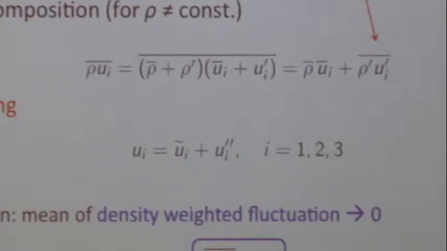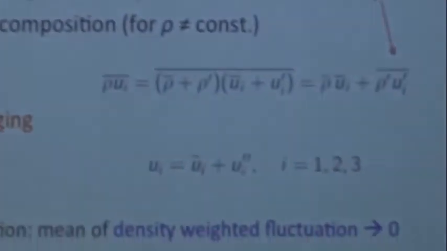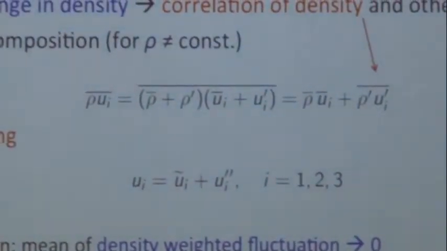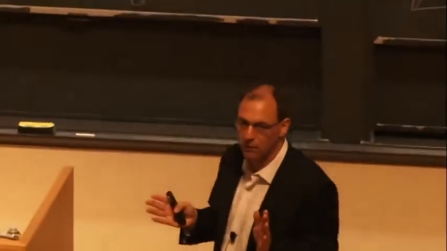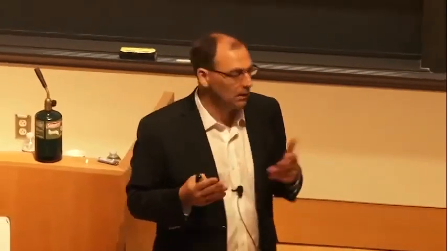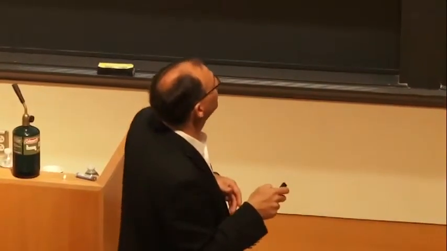Rho prime times u mean, if you take the average of this, it's 0 again, because that's just a fluctuating quantity. The average of a fluctuating quantity is 0. But the average of a fluctuation times a fluctuation does not have to be 0. If these two variables are totally uncorrelated, then it's 0. But if they are correlated, then it's not 0.